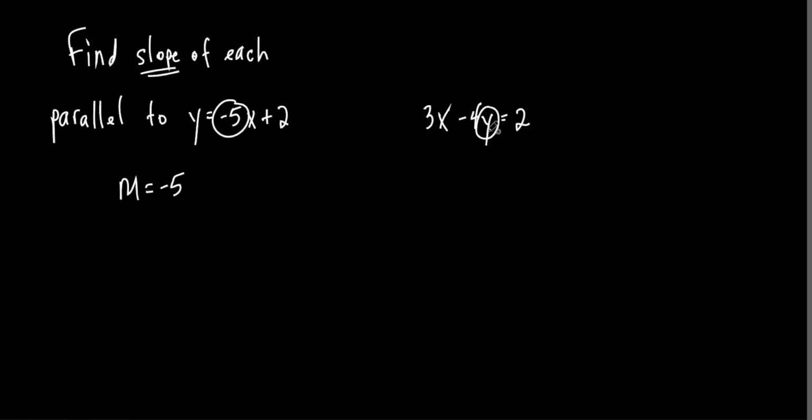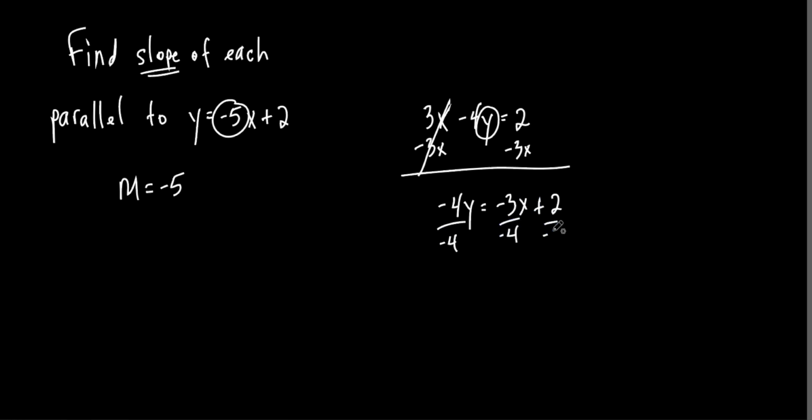So let's do this. Let's solve for y. Subtract a 3x from both sides. That cancels. Bring down the negative 4y. Switch this around. I'm not going to talk about that anymore. We talked about that enough. Divide both sides by negative 4. That cancels. So y equals, negative over negative is positive. So it's 3/4 x minus, and it really doesn't matter what this is, but it is 1/2.